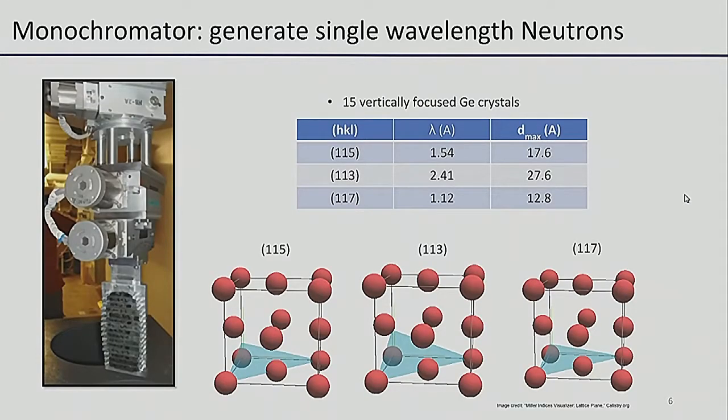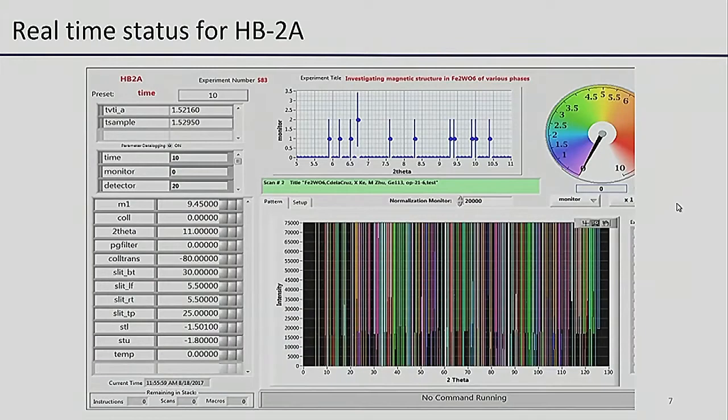The monochromators can be used to generate single wavelength neutrons. They use 3 different planes to select 3 different wavelengths for these neutrons, 115, 113, and 117, which select 1.54 angstrom, 2.41, and 1.12 angstrom. And here are the real-time monitors to get the data.